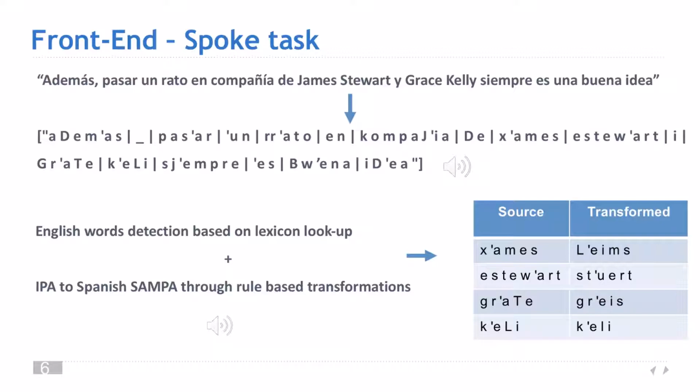We built a detection tool based on simply a lexicon lookup using the CMU dictionary as reference, and a conversion from English phonemes to Spanish ones. Therefore, the system would identify the English words and would adapt the pronunciation of those words to a more suitable one. Here we would have the words detected as English and the final result. So it could sound like this. Además, pasar un rato en compañía de James Stewart y Grace Kelly siempre es buena idea.